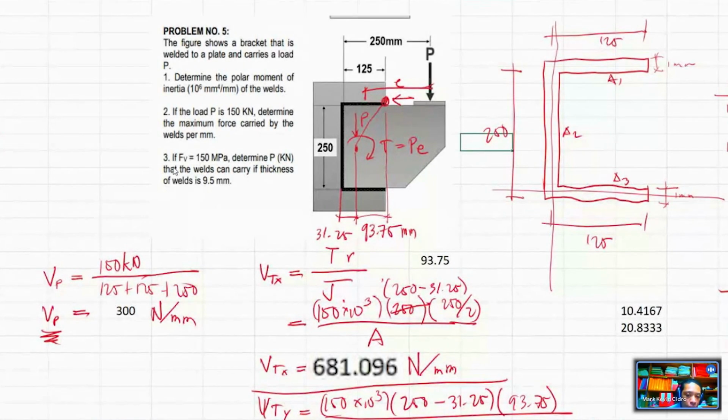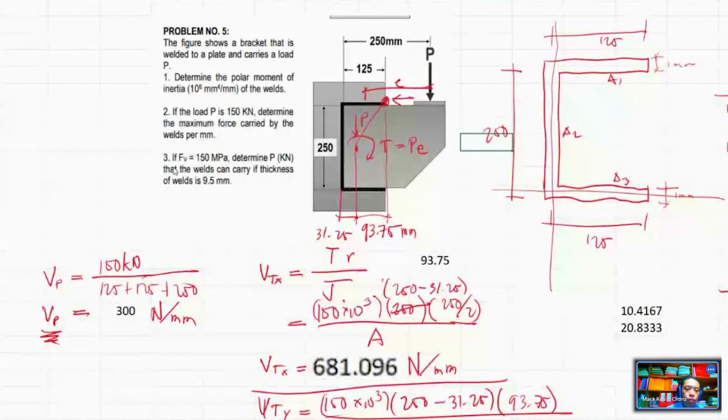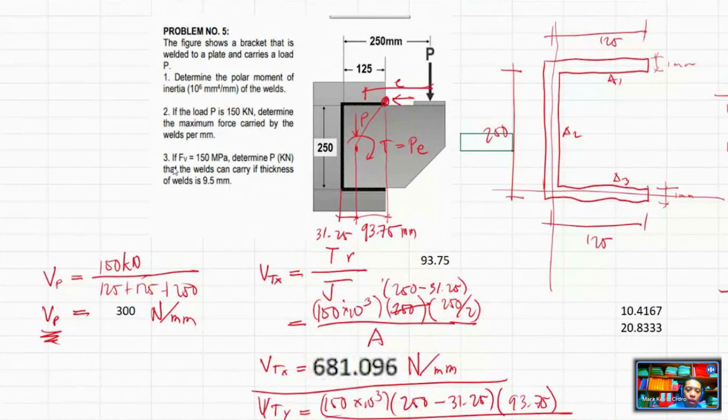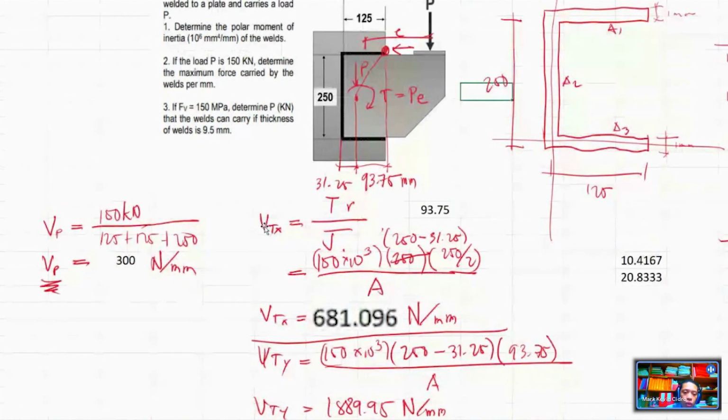Number 3, if Fv is 150 megapascal, determine P in kilonewton that the weld can carry if the thickness of the weld is 9.5 mm. So the Fv is 150 megapascal. So, gintagang kita hin kuan ang capacity han weld which is 150 megapascal. So, dito natin i-base ang atong value hit P, han pinaka na-stress. Dito natin i-equate ang pinaka na-stress nga part an aton welding, han fillet.